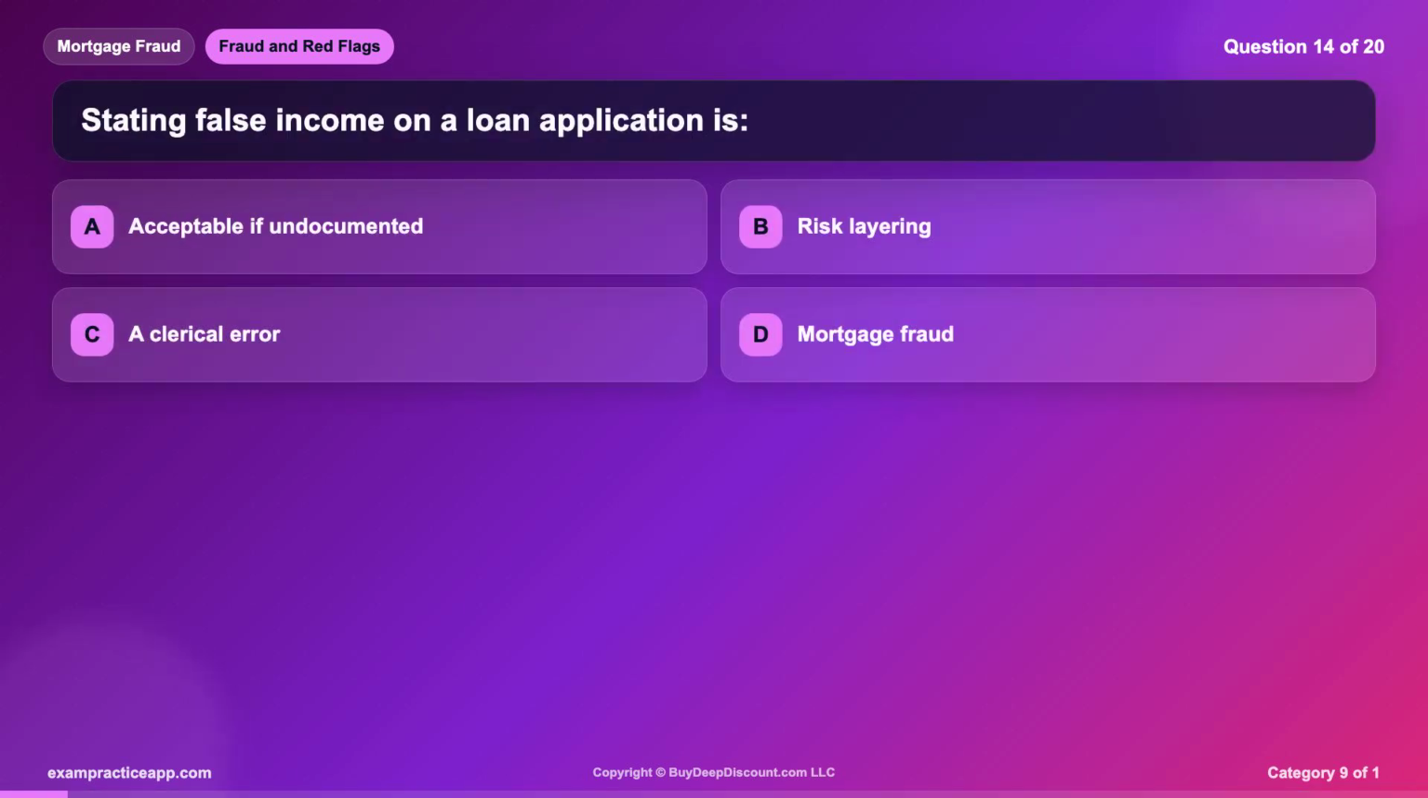Question 14. Stating false income on a loan application is: Option A, acceptable if undocumented. Option B, risk layering. Option C, a clerical error. Option D, a mortgage fraud. Take a moment to choose your answer. The correct answer is Option D, a mortgage fraud. Explanation. Knowingly misstating income is fraud.